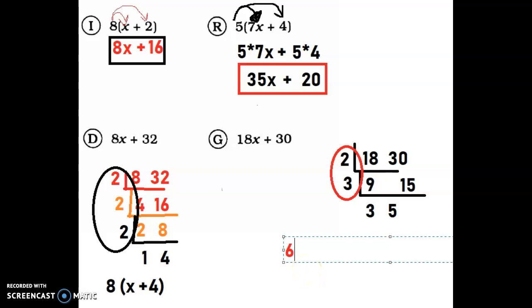So I have 6, parentheses. And now what's 18 divided by 6? That would be 3, right? And don't forget that x that's next to it. Plus 30 divided by 6 is 5. Whoops, 5. So there's my answer: 6 times 3x plus 5.